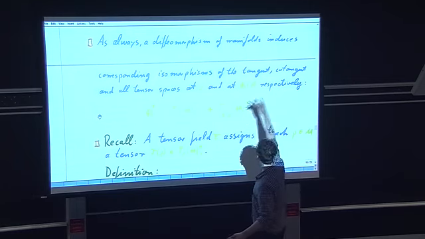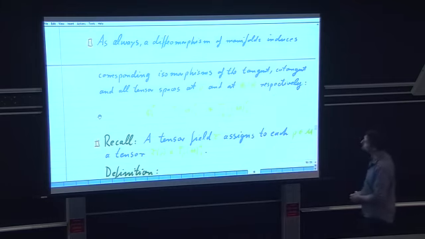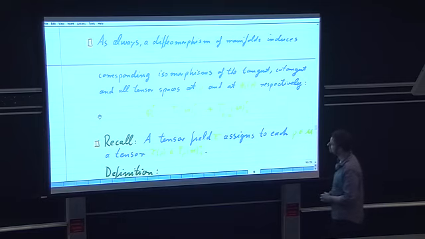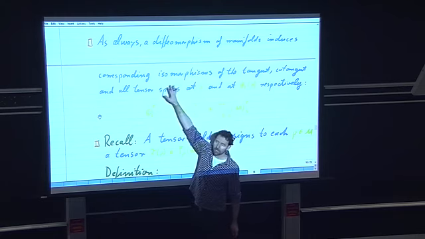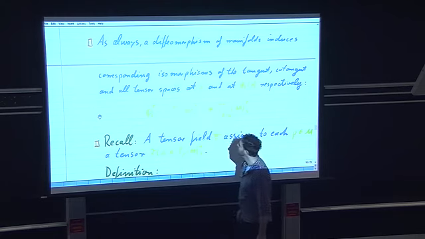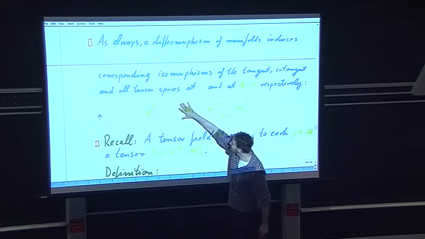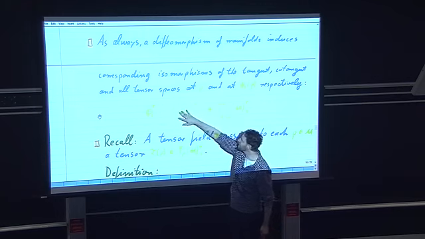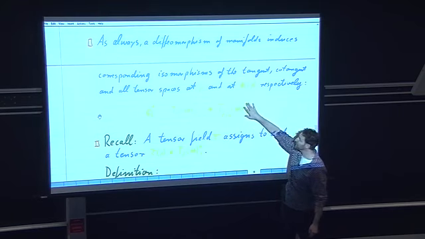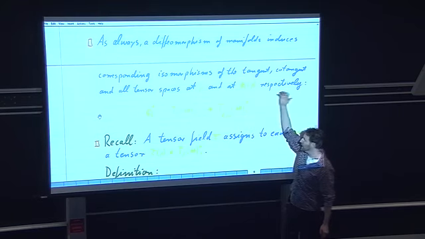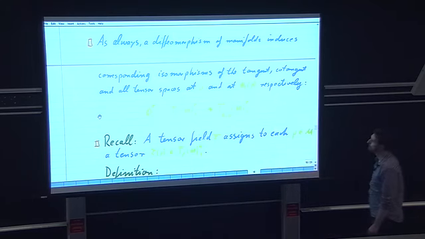Okay, so diffeomorphisms on manifolds induce corresponding isomorphisms of the tangent, cotangent, and all tensor spaces at the point P. And so in particular, our diffeomorphism phi, the flow for a finite amount of time t, is going to induce a phi star, which maps the space of RS tensors into the space of RS tensors in the remote location, in the location where you float to. And that thing we assume to be invertible because we assume our diffeomorphism to be invertible.